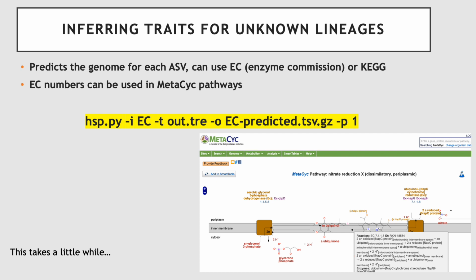Once we have that tree, then we can use it and predict the enzyme commission, or EC number. This can also be used to predict KEGG orthologs and many other parameters as well that we will talk about later. And these EC numbers can be used in the MetaCyc pathways. So if you're not familiar with MetaCyc pathways, it is a database online that includes many different metabolic pathways.